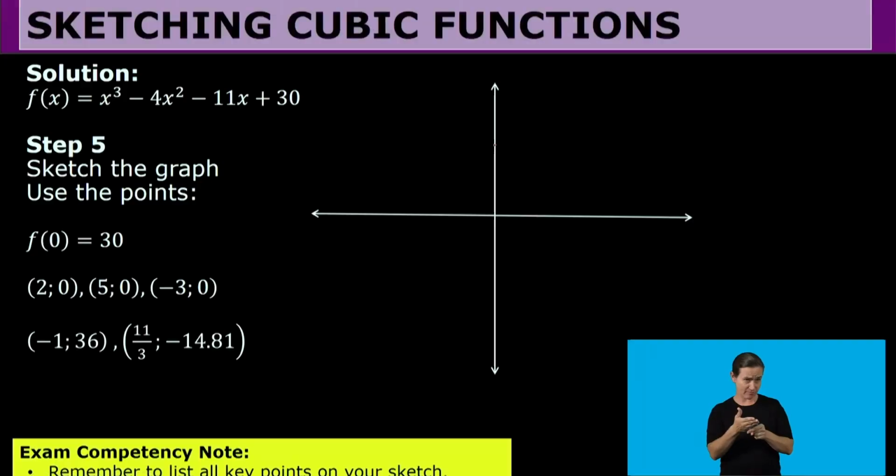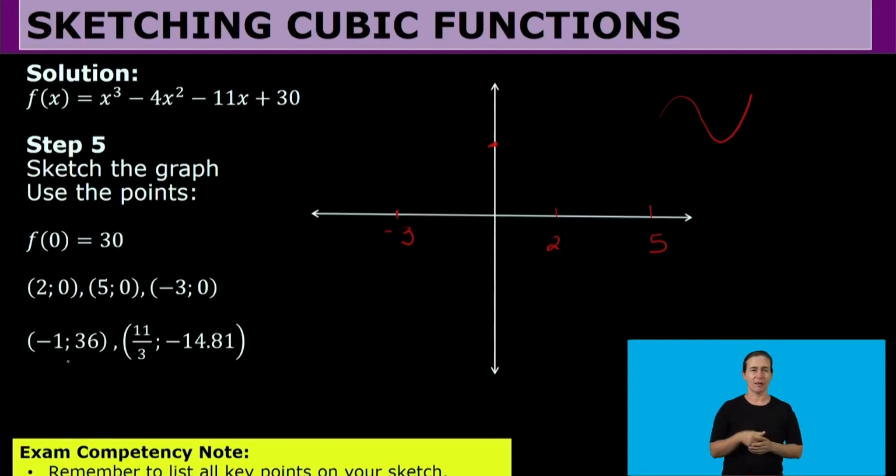Do we have all our key points? Yes. Now, remembering in the back of our head what our graph is going to look like, we've got our y-intercept. We're going to plot all of our x-intercepts. This does not have to be drawn to scale. You're making a rough sketch, so as long as your coordinates are in the right position, it is fine.